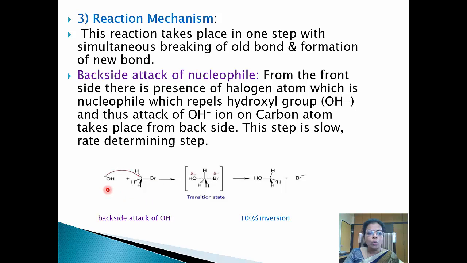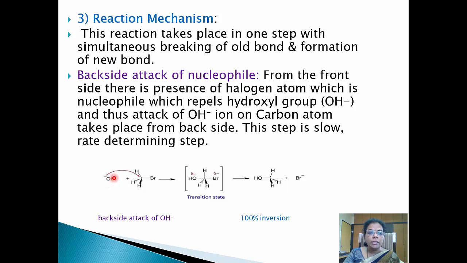Therefore, when OH- approaches this carbon atom from the front side, the Br repels this OH- ion due to steric hindrance and also due to the same charge. Br has a negative charge, so Br is also an electron-rich species and OH is also an electron-rich species. Therefore, there is repulsion between same charges. So the OH cannot approach this carbon atom from the front side. Therefore, backside attack of OH- ion takes place.